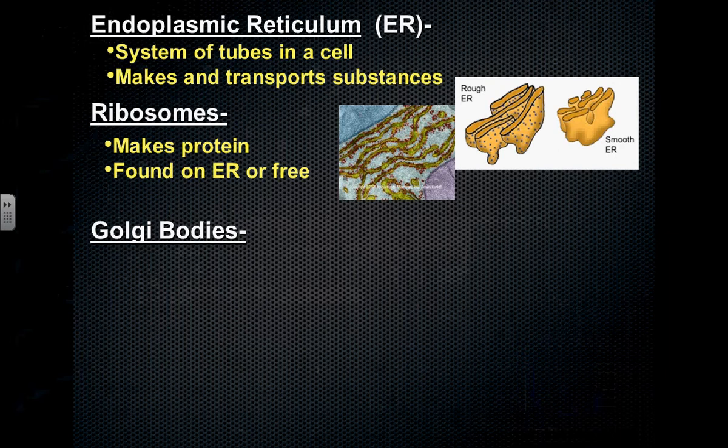Now, some of these ribosomes are stuck on the ER, on the rough ER. Others are just sort of on their own in the cytoplasm, doing their thing by themselves. Okay, so they're free or attached.